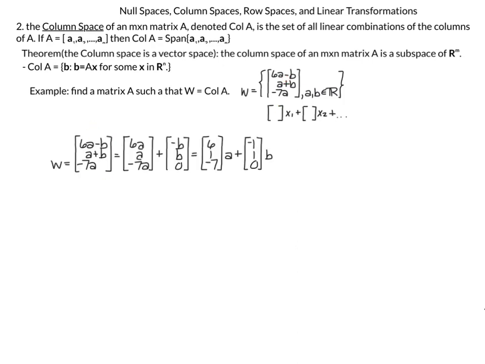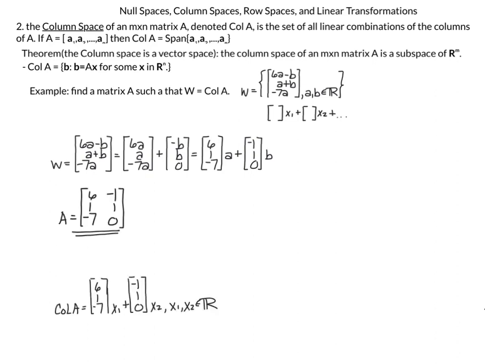So what I'm going to do, much like we've done with other vectors here, is break apart my A and my B. Here I have a 6A, an A, and a minus 7A, and I have a minus B, a B, and a 0. So now I can make this vector into 6, 1, minus 7 times A, and minus 1, 1, 0 times B. So I have something in this kind of column space or linear combination form. From here, I can use these two vectors as the columns of A. And this is my final answer.